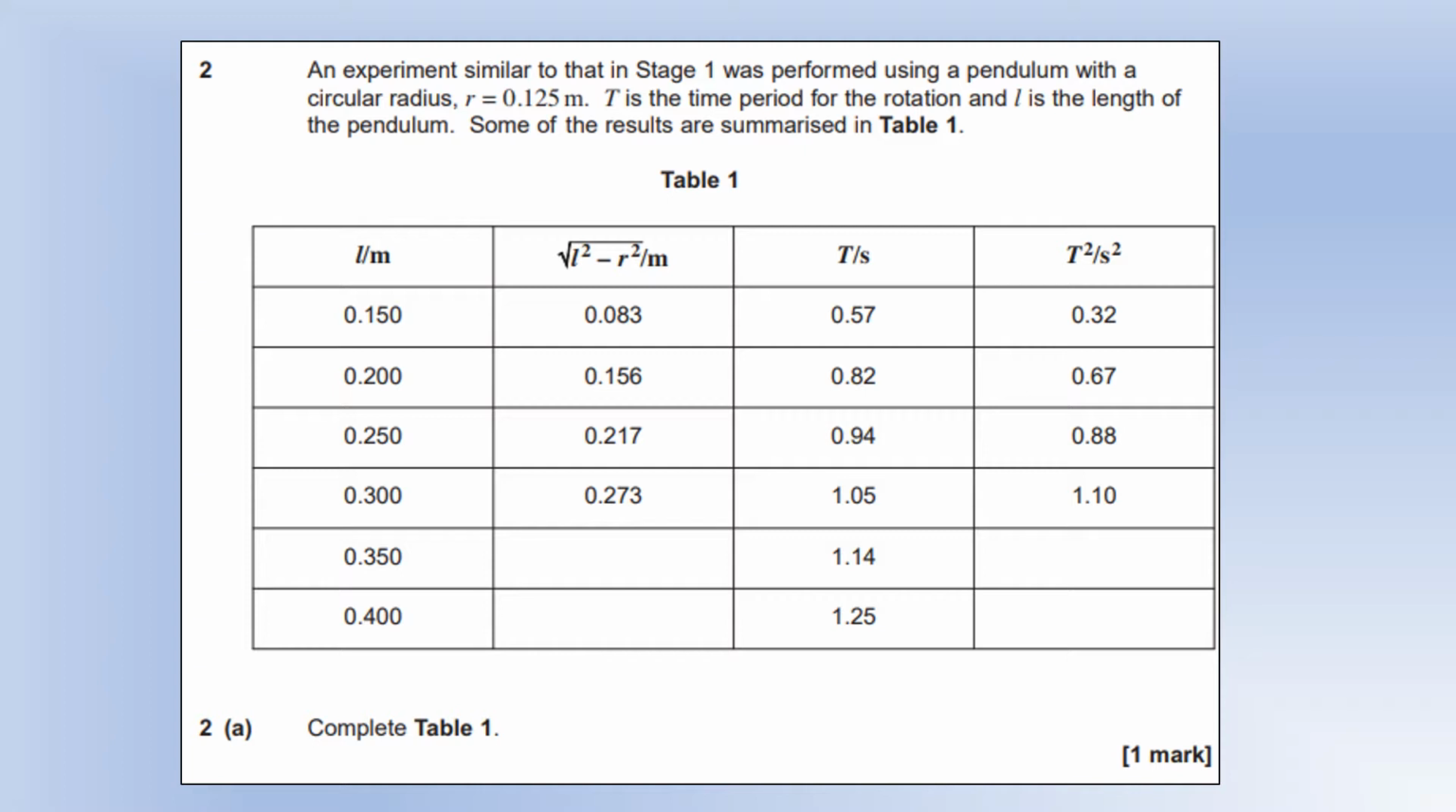So first thing we're going to do is complete the table. We're just doing a few calculations. So for the L squared minus R squared, both of these values should be to 3 significant figures because the data is to 3 significant figures. And then our T squared should also be 3 significant figures because the time period is 3 significant figures. So that's fairly straightforward.